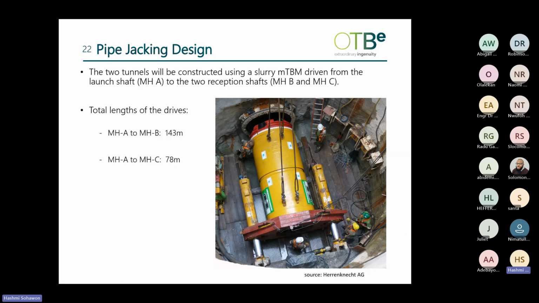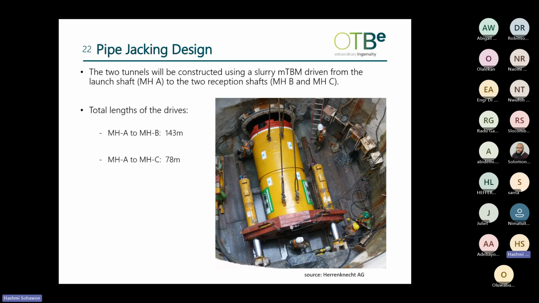So the soil was excavated using a micro TBM. Drive AB was found to be around 143 meters long, whereas drive AC, which was the shorter drive, had a total length of 78 meters. In this picture here, we are still in the launch shaft.